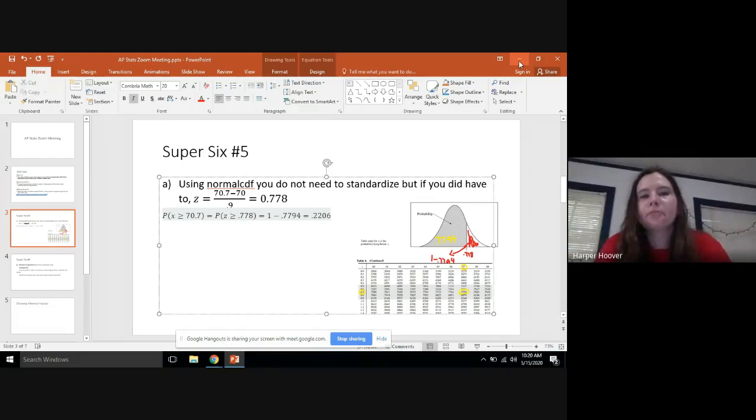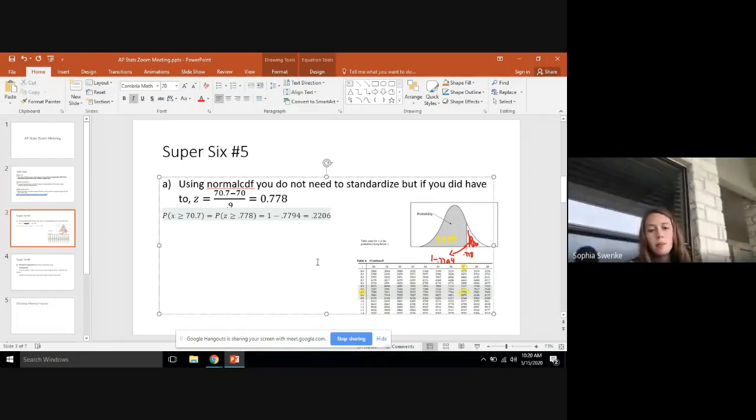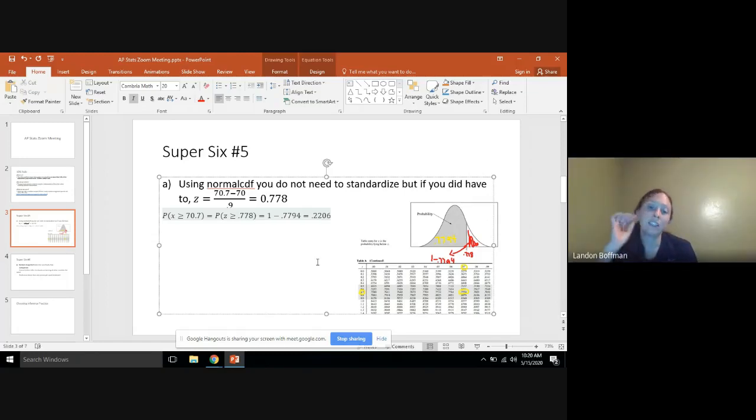So will they maybe ask us to use a table instead of a calculator for something? I've never seen that. I just want to be prepared because I feel like they keep saying it's calculator neutral. So I don't know how they could do it, but they could. I just want to make sure y'all are prepared for anything. So I posted on Google Classroom, I think yesterday, the formula chart and all these tables. So I would make sure you have those handy just in case.